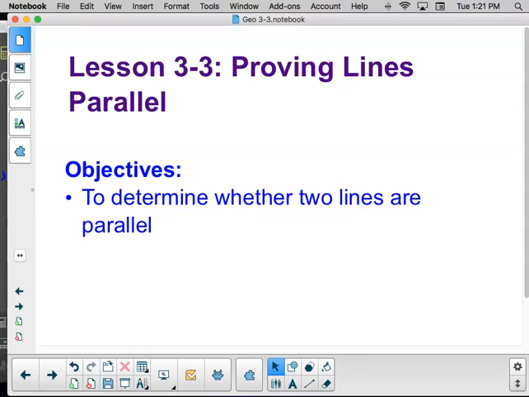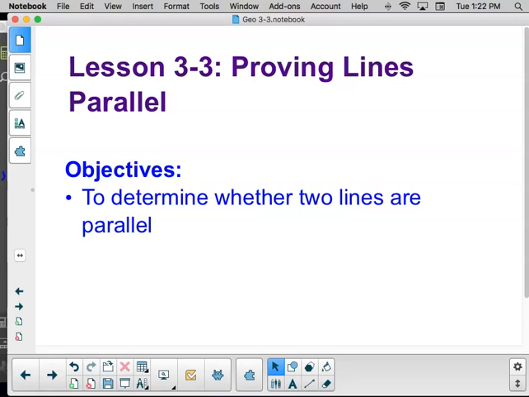Okay? In 3-2, we learned about the fact that when a transversal crosses two lines that are parallel, not only do we have those relations, but corresponding angles, alternate interior angles, and alternate exterior angles are all congruent angles. Okay? And then we're looking at the idea of same side interior being supplementary. Does that make sense? Okay? That there are properties that happen when the lines are parallel.